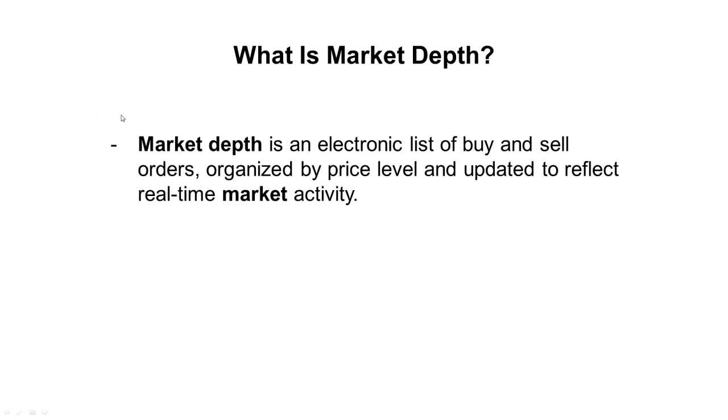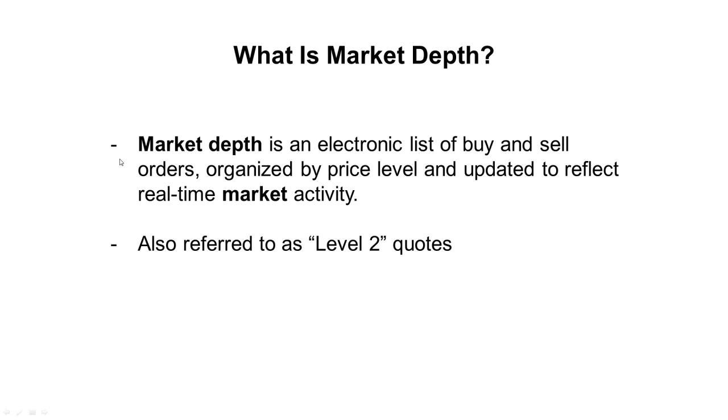Okay, market depth, here's the actual definition. It's an electronic list of buy and sell orders organized by the price level and updated to reflect real-time market activity. So what that means is you're basically seeing where everybody's orders are at, where they're actually publishing where they want to get in and out, above the market and below the market. We have a tool on our platform Informer called Market Sentiment, but I'm going to be showing you Market Depth, which is a little bit different tool, today.